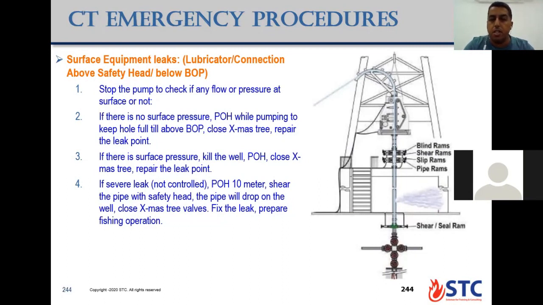Number 3, if there is a leak with surface pressure, you need the second option, to kill the well to have 0 wellhead pressure. Then after you pull out of the hole, close the Christmas tree valves and repair the leak point. Number 4, this is the worst condition. If there is a severe leak that is out of control, like you have H2S in the well, you need to pull out like 10 meters fast.